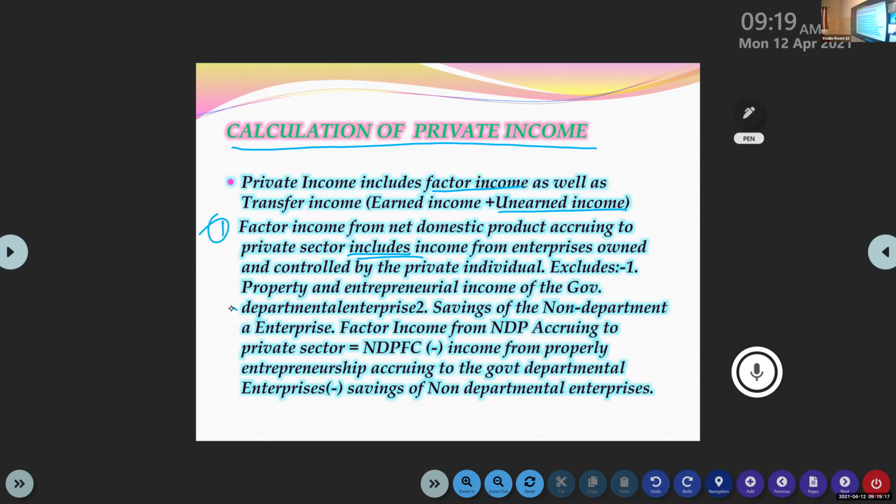Second one, savings of the non-departmental enterprise. Actually, here you have to write departmental enterprise.